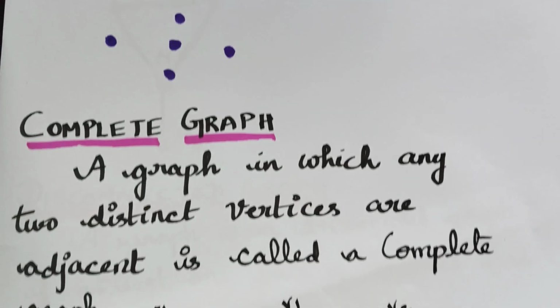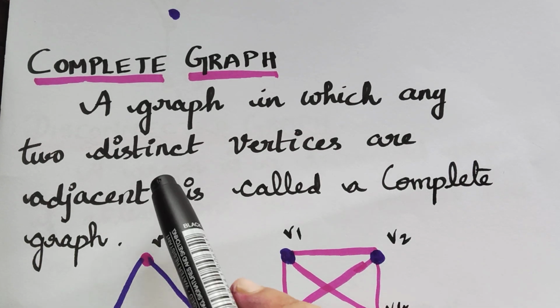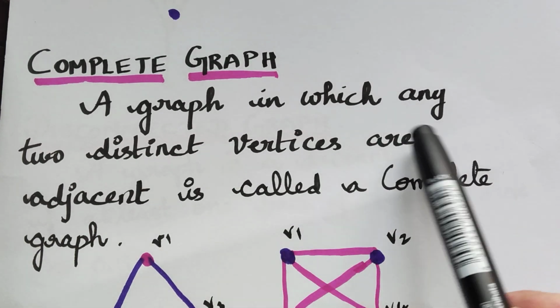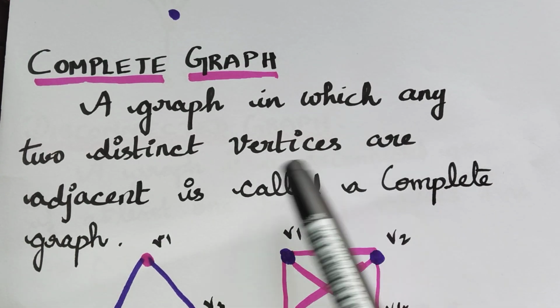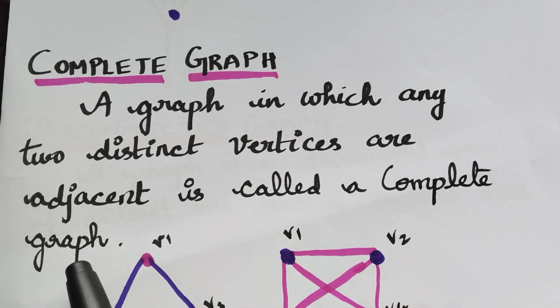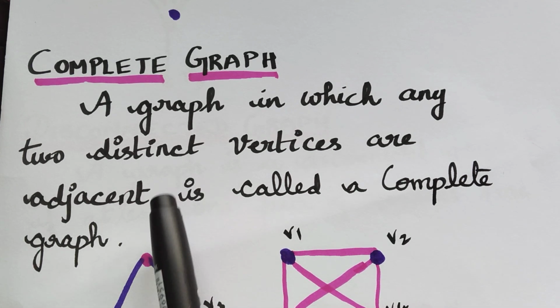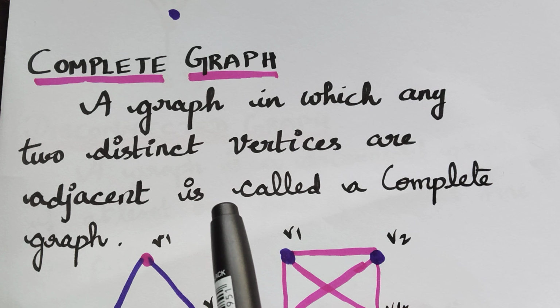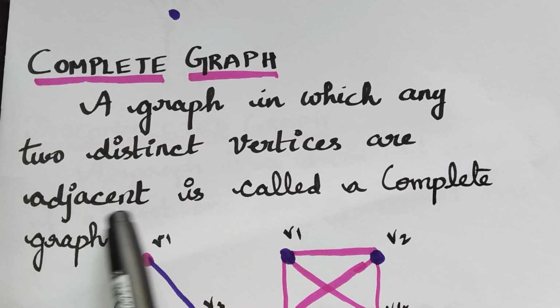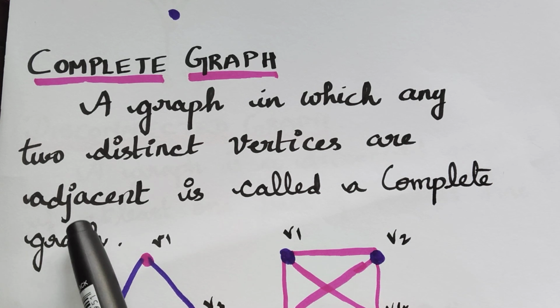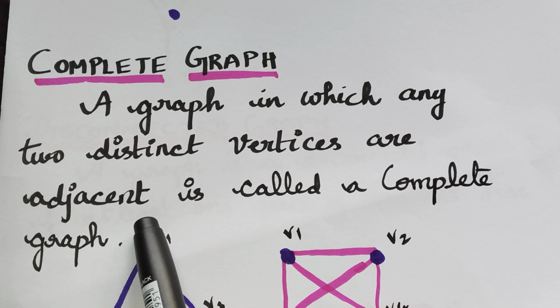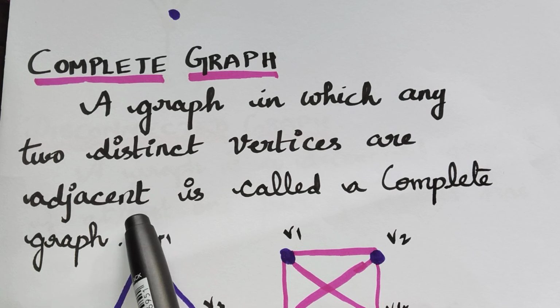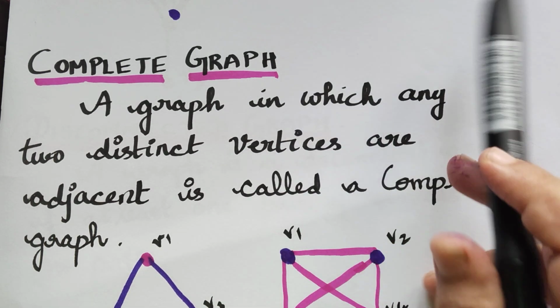Next we have the definition of a complete graph. A graph in which any two distinct vertices are adjacent is called a complete graph. So if you take a graph and take a pair of vertices, those two vertices will be adjacent to one another. If you take any pair of vertices like that in that graph, it will be adjacent to one another. Such a graph is known as a complete graph.